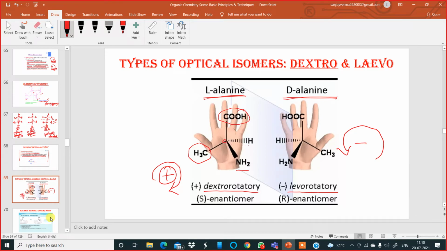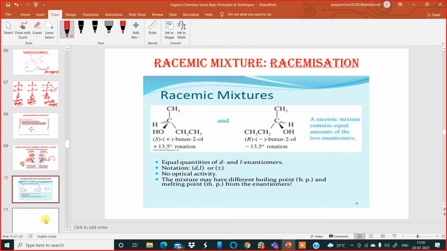Moving to the next slide: racemic mixture, racemization. Now look at this example over here. This compound is butan-2-ol. We can write this butanol simply like this also. I'm just writing the formula.